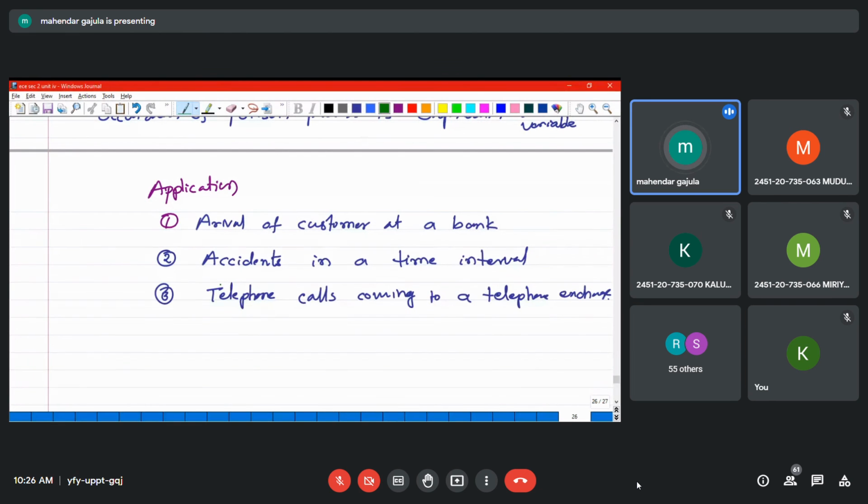So with this, the unit is completed. So any doubts in this unit?